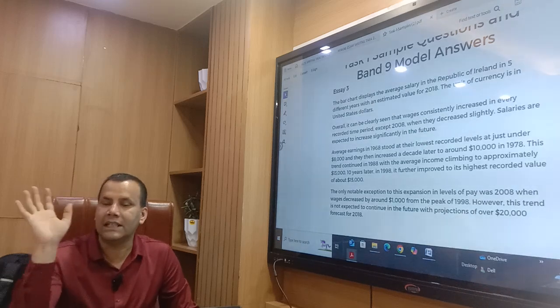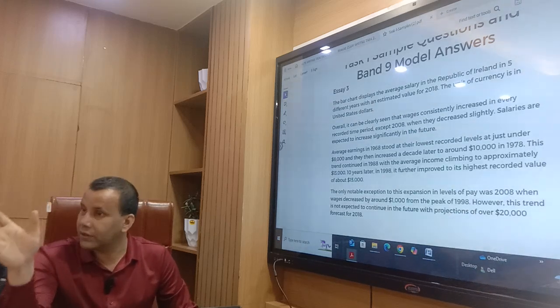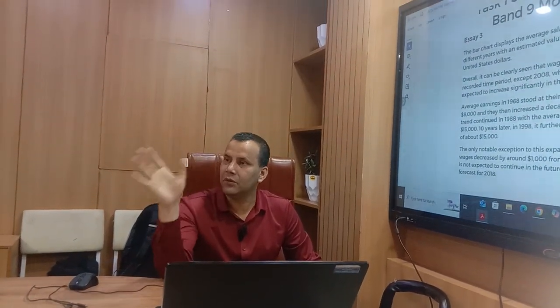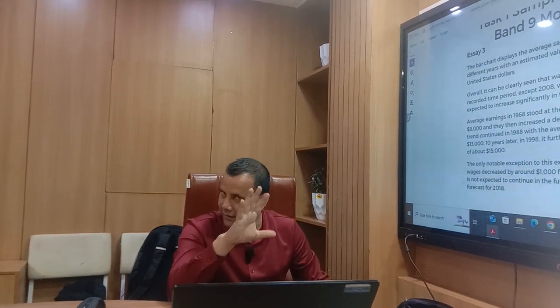In IELTS writing task 1, your word count should be between 170 to 190. But it shouldn't be less than 150. 150 is the criteria. You must not write below 150. Now read this also and read this also. Read this for 2 minutes, and read the bar graph for 2 minutes. If you have confusion, you can ask me questions.